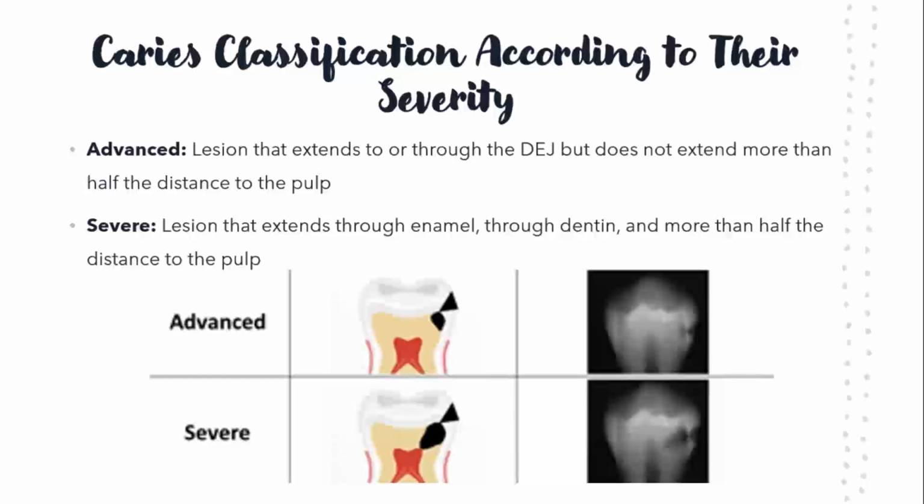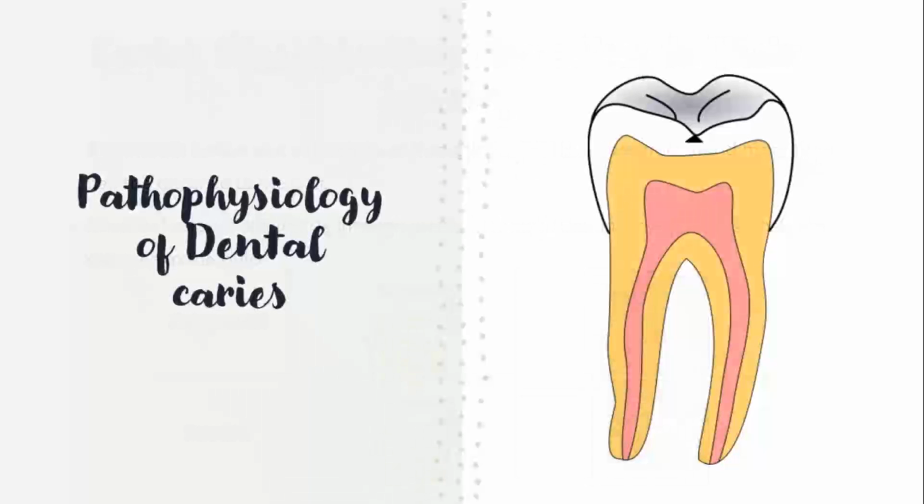Now we proceed to the pathophysiology of dental caries. The word pathophysiology is a convergence of pathology with physiology. This is the study of disordered physiological processes that cause, result from, or are otherwise associated with disease or injury.